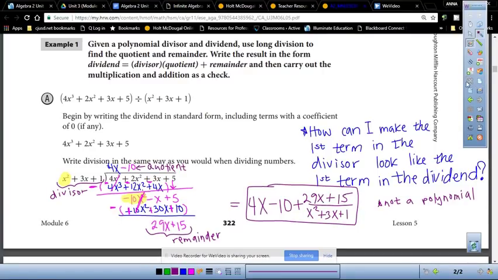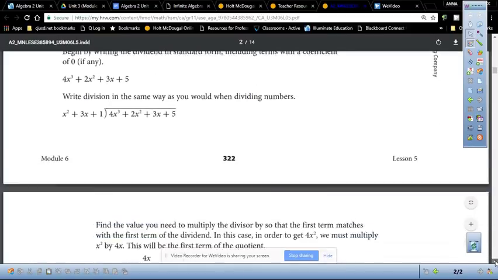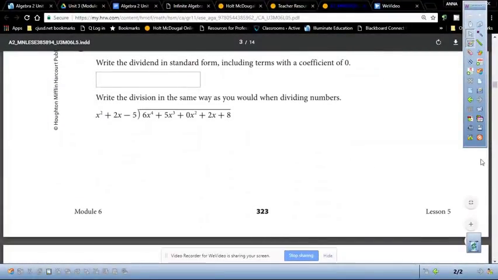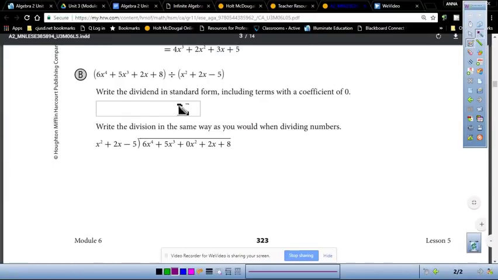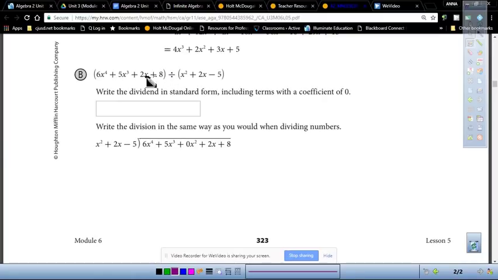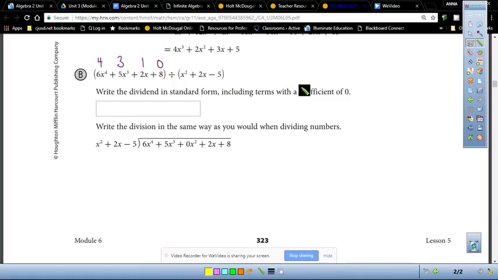Okay, let's go on to B. Now on this one, if we're looking at it, notice that my dividend is actually missing a degree. It goes 4th degree, 3rd degree, 1st degree, 0 degree. So it's missing the 2nd degree. For division, you want to put that degree in. Anytime it's missing a degree, you write that term in, but with a coefficient of 0.